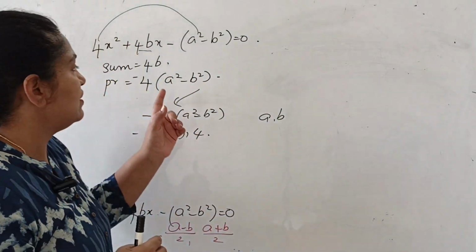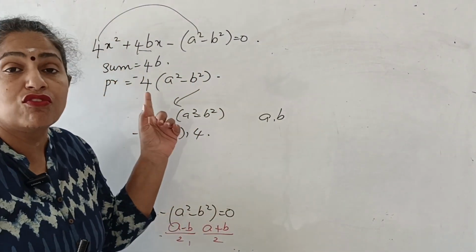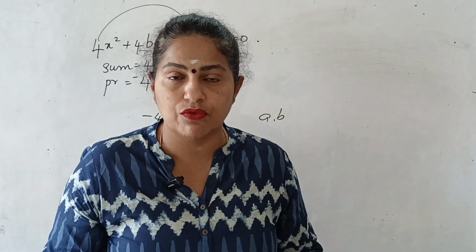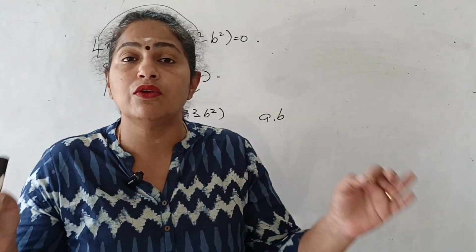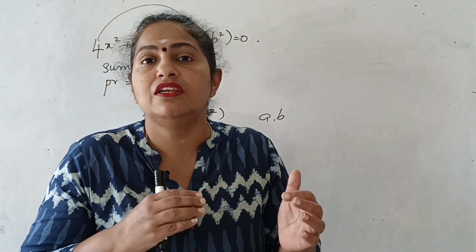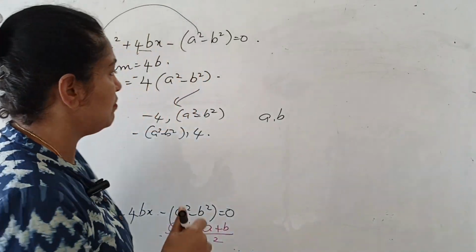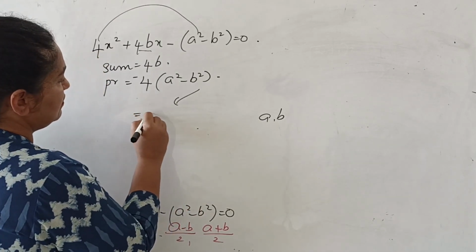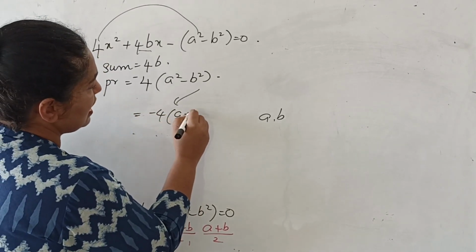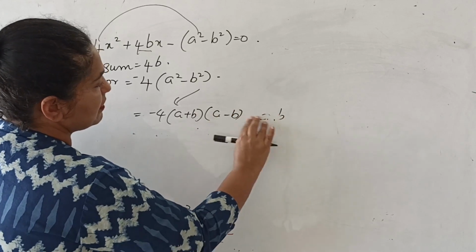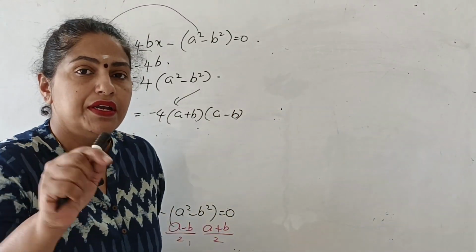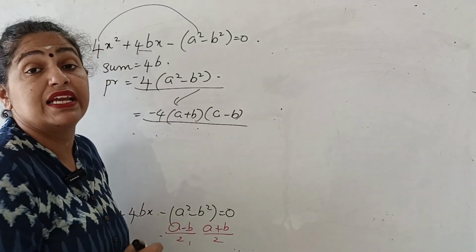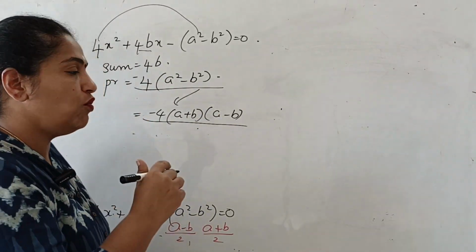So how do you get b from a square minus b square? You can use the identity a square minus b square is equal to a plus b into a minus b, and now suddenly instead of a b square I have a b term. So I am going to write this: minus 4 into a plus b into a minus b. Correct. Now my task is not to find the factors of this. My task is to find the factors of this. Let us see how we can write it.